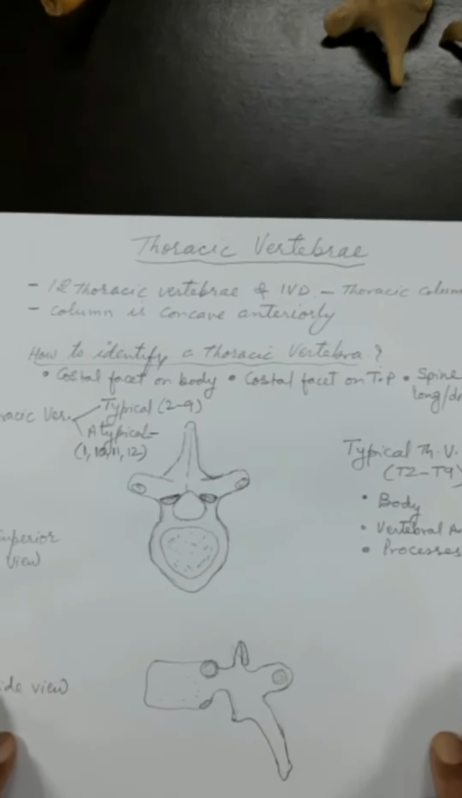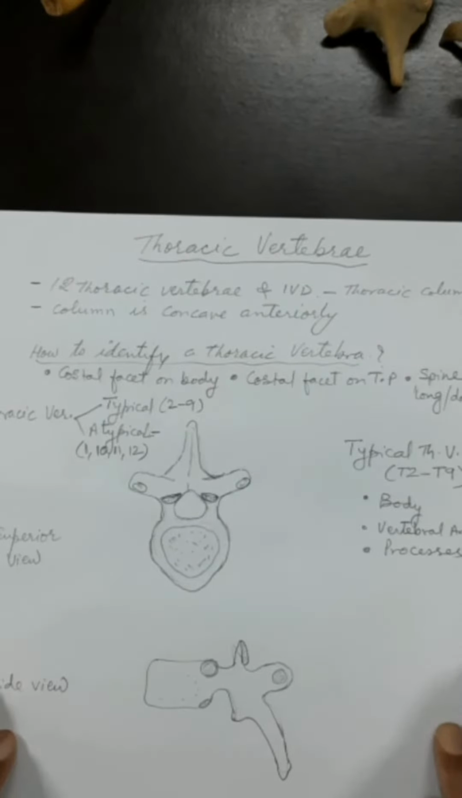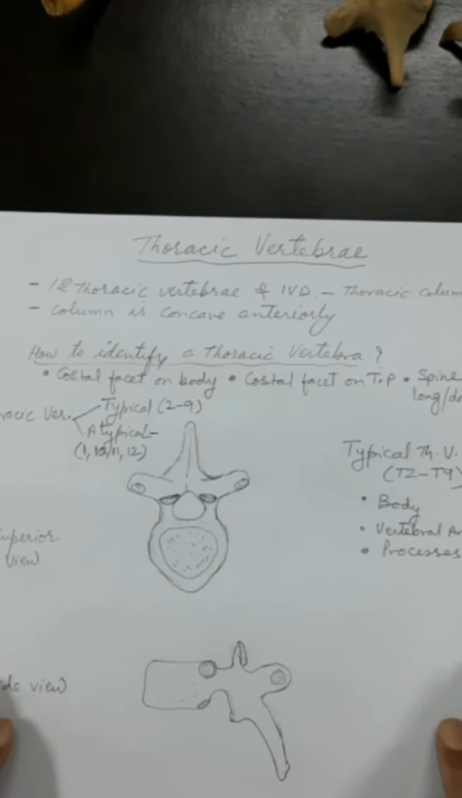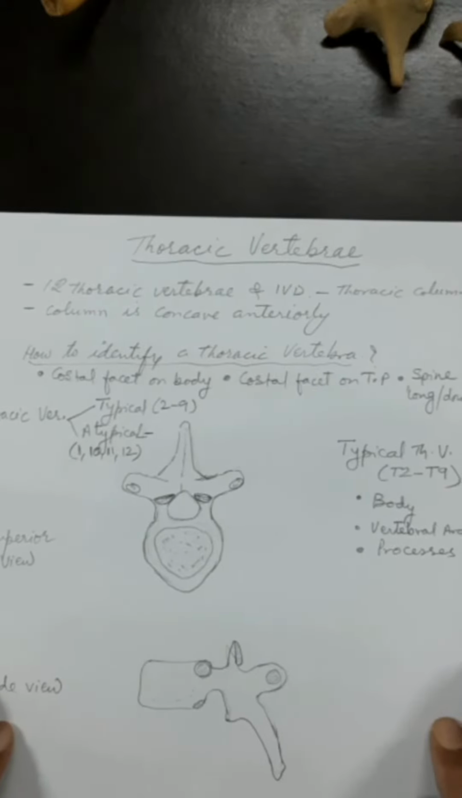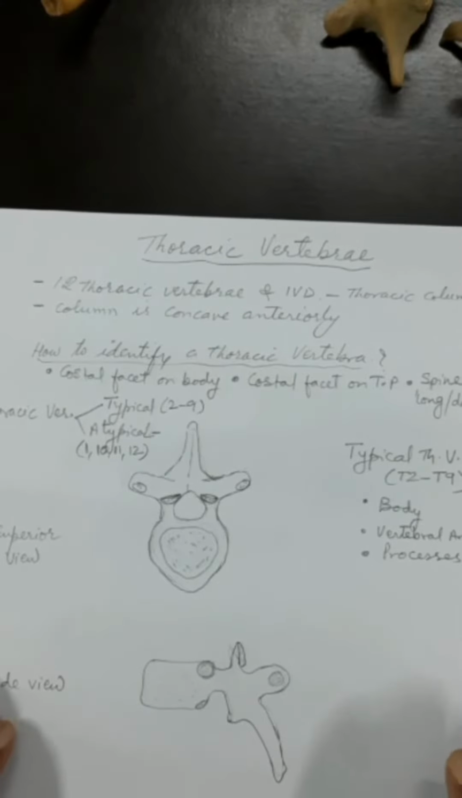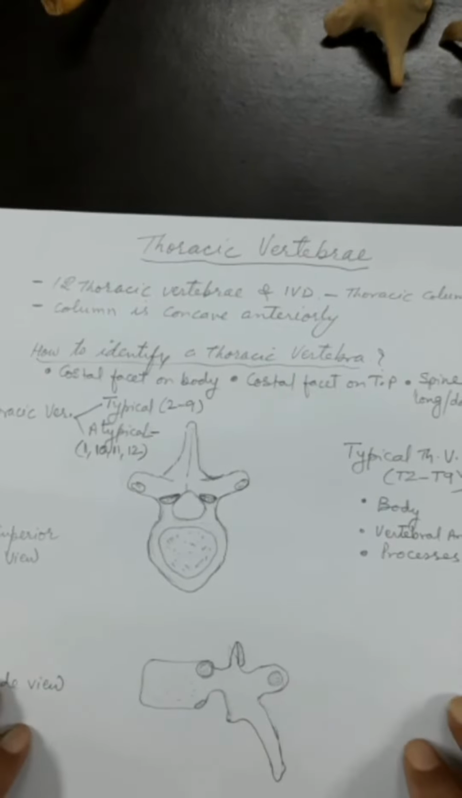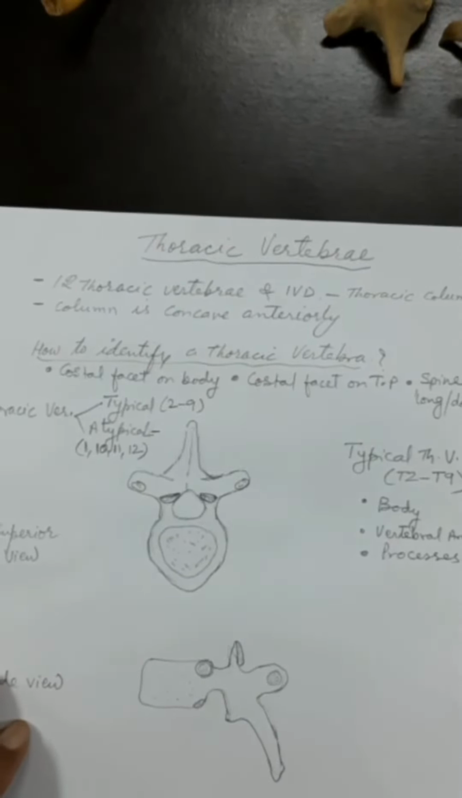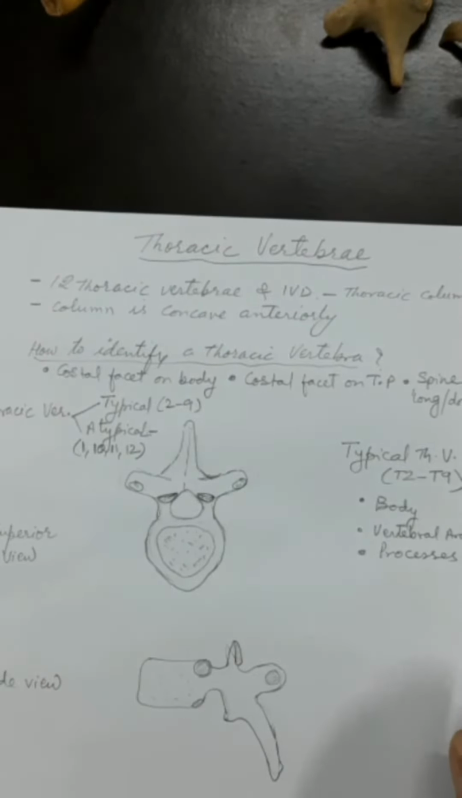As you know, there are 12 thoracic vertebrae and they join to each other with the help of the intervertebral disc. Their bodies join each other. So the vertebral column in the thoracic region is formed by 12 thoracic vertebrae and the intervertebral discs. Now this column is concave anteriorly, and I must have told you this when I showed you a diagram.